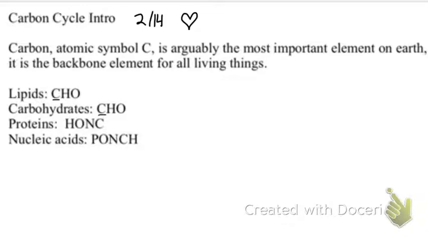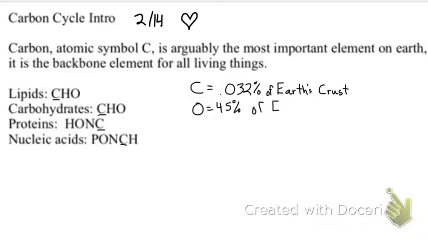Lipids, carbohydrates, proteins, and nucleic acids all contain carbon. They also contain hydrogen and oxygen, at least all four of them do. Here's the difference and why carbon and cycling carbon is so important. Carbon is 0.032% of Earth's crust. Oxygen, by comparison, is 45% of Earth's crust. We have a lot of oxygen. Most of the oxygen is stored as silicon oxide, but there's a lot of it. Carbon, there is precious little, and so it must be cycled.